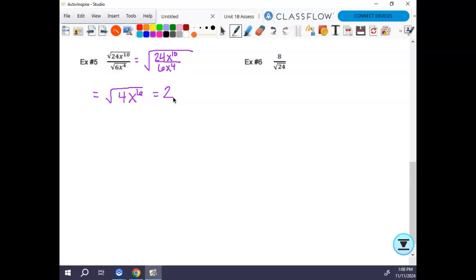X to the 3rd. You just take the 6 divided by whatever the index here is, which is basically 2, so it's x cubed. That's it. Okay.